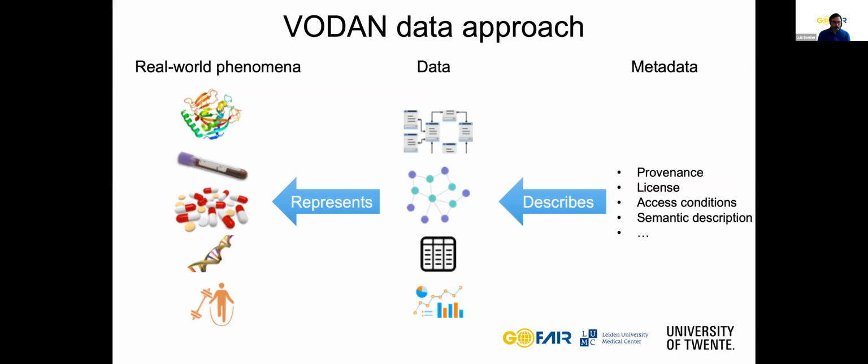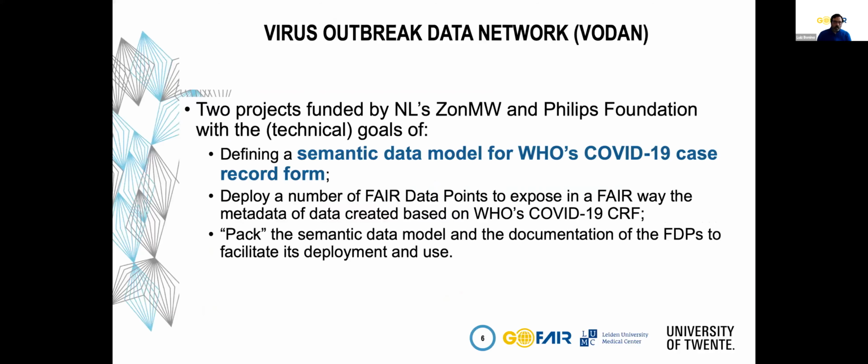We have all these different types of real world phenomena, and we have data that we use to capture the representation of this phenomenon. And then we have metadata that are used to describe this data that represents the real world phenomena. So this is just to contextualize when we are talking about the semantic data model and the FAIR data point, to have it clear that we have these three different things: the things in reality, the data that represents the thing, and the metadata that describes the data.